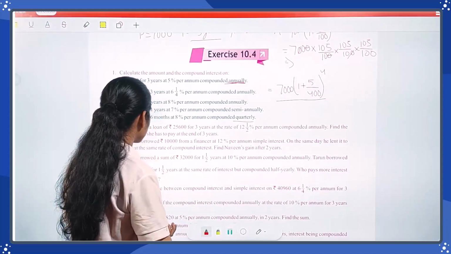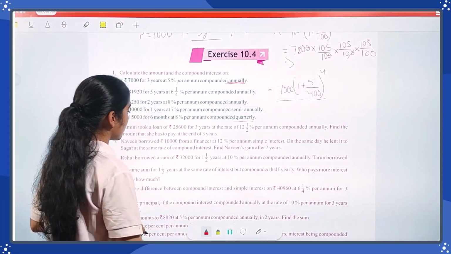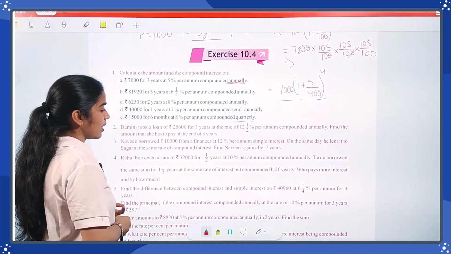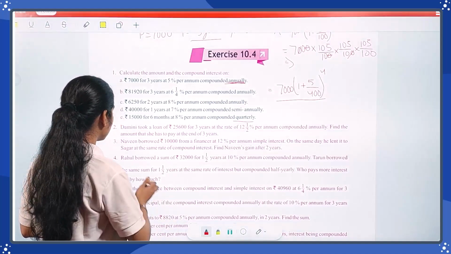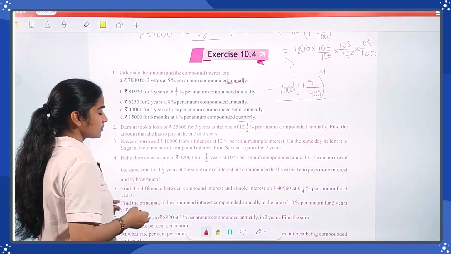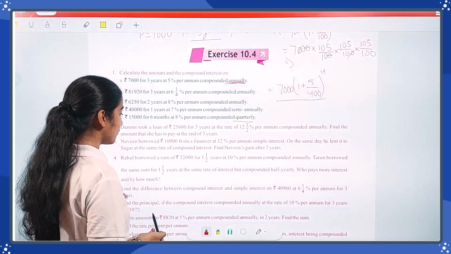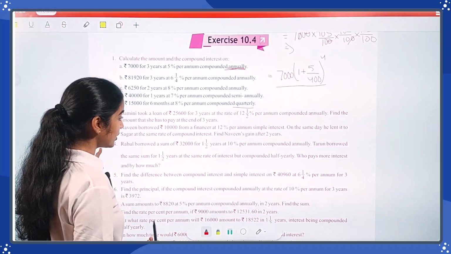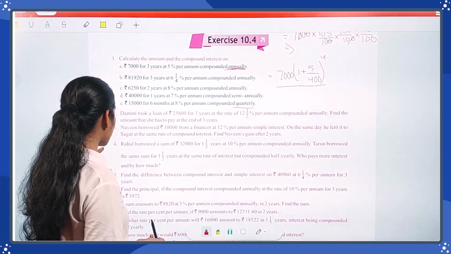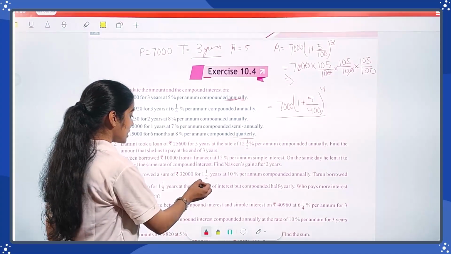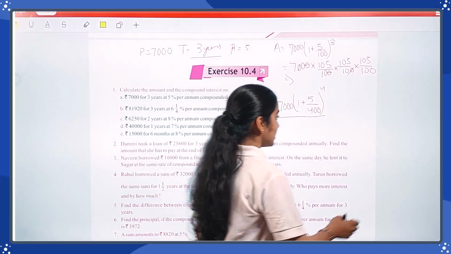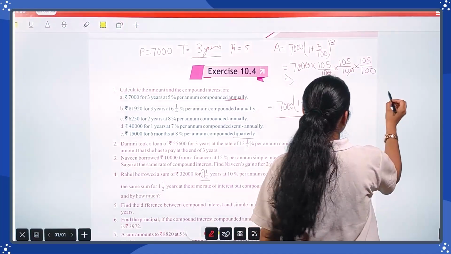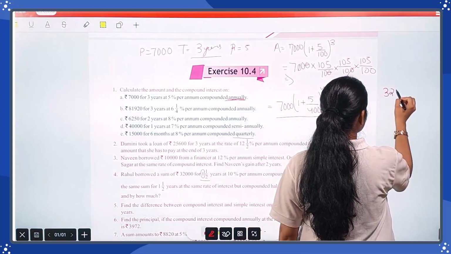Next, Rahul borrowed a sum of 32,000 for 1 and a half years at 10% per annum compounded annually. Tarun borrowed the same sum for 1 and a half years at the same rate of interest but compounded half yearly. Who pays more interest and by how much? In this case, first you have to find out for 1 year and then for the half year. Your P is 32,000.